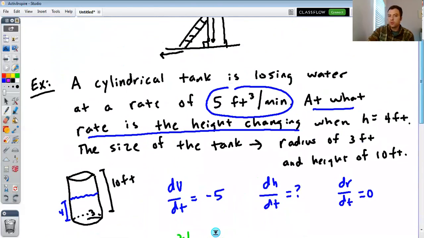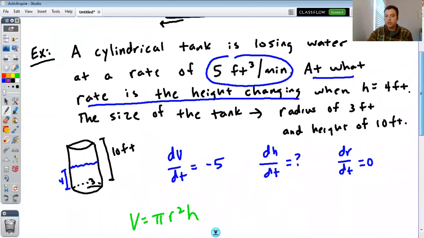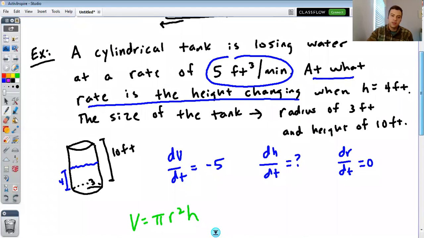Don't overthink related rates. Focus on the formula, what you know, take the derivative, and then plug in and solve the problem.